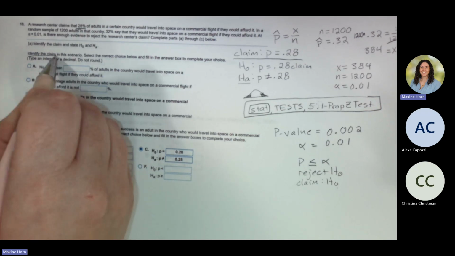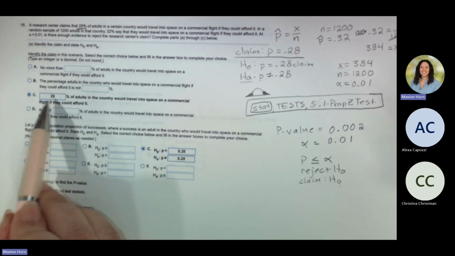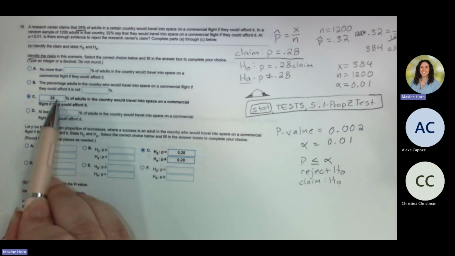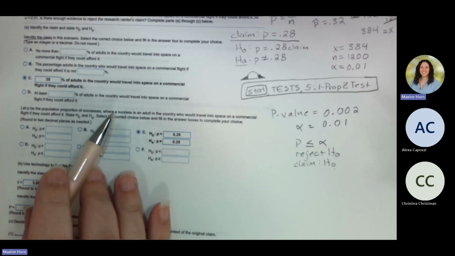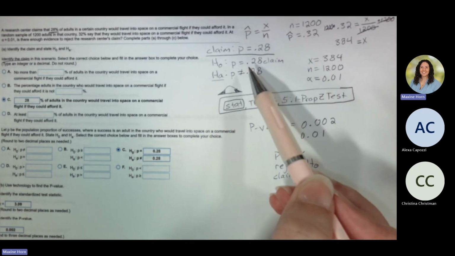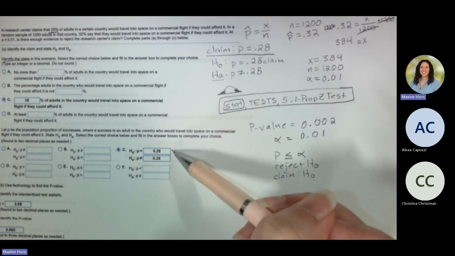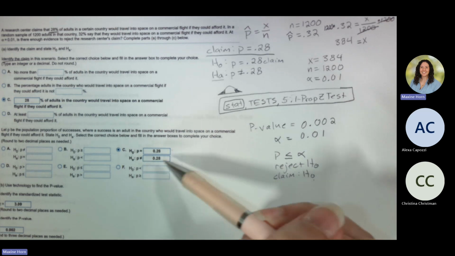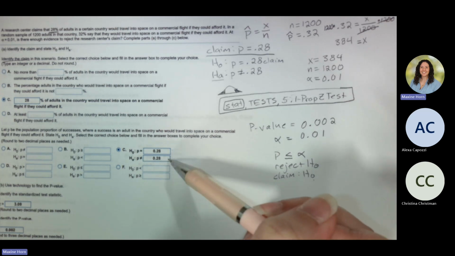Yeah, identify the claim. That's what this first part is. Identify the claim. The claim is what they said. 28% of adults would do that. Okay, now they want us to say what's the claim and what's the alternative. That's what we did up here. The claim is P is equal to 0.28. The alternative is P is not equal to 0.28.